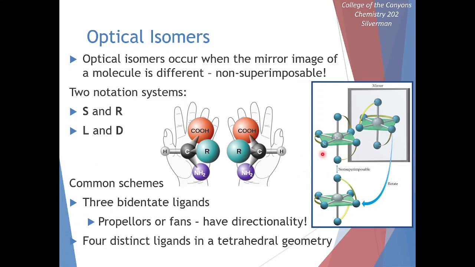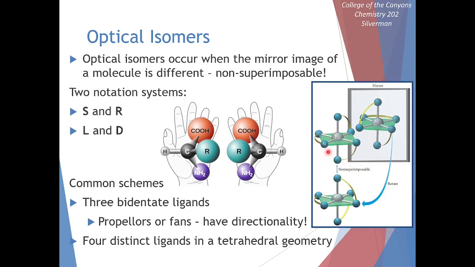For these bidentate ligands, you can almost think about it as a propeller or a fan. Imagine a ceiling fan spinning around. If that fan spins clockwise, it will push air either up or down. Imagine you have a ceiling fan that spins clockwise and pushes air down. If you take the mirror image of that ceiling fan and also spin it clockwise, it will push air up instead of down. The mirror image of a fan is going to be different.